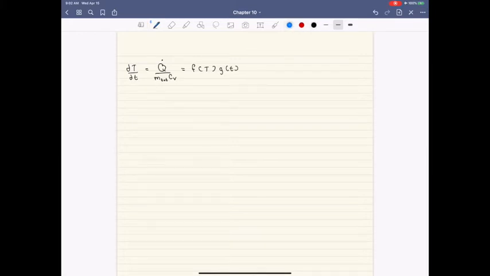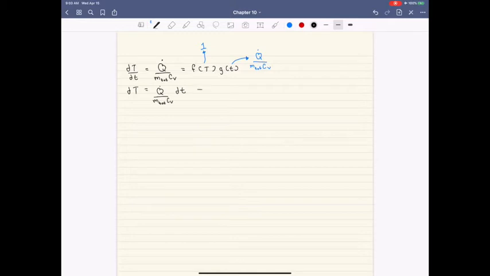In our case, we could say that our g of T function is all the stuff on the right hand side, and our f of t function is just 1. So things here are quite simple. What we should do now is move all the temperature stuff to the left hand side and all the time stuff to the right hand side. So we have dT is equal to Q dot over m total CV times dt.